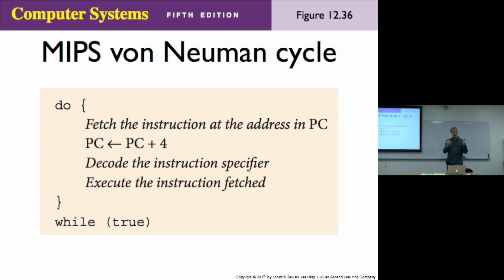So it's always 4. I mean, if you're going to do the next instruction, it's always 4 more than the previous. So you're going to have a specialized adder that adds 4 on the fly that's outside the ALU. You see what we're saying? Okay. Decode the instruction specifier and execute the instruction fetched. All that happens in one cycle.